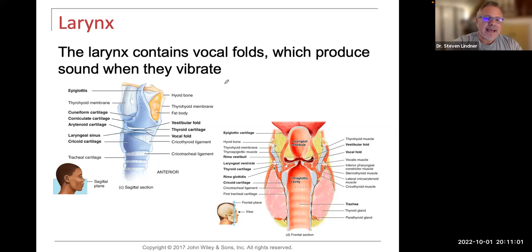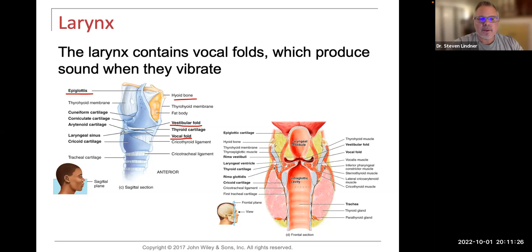From the lateral view, here's the epiglottis, here's the hyoid bone. And now from this view, we can see the vestibular fold right here, and we can see the vocal fold right here. So it's this vocal fold, which is the true one that's involved in producing sound, or the voice.